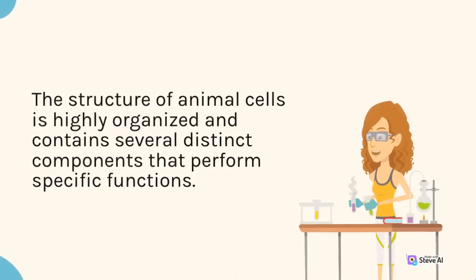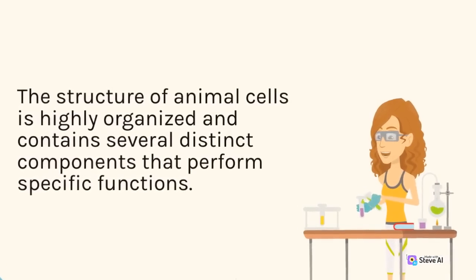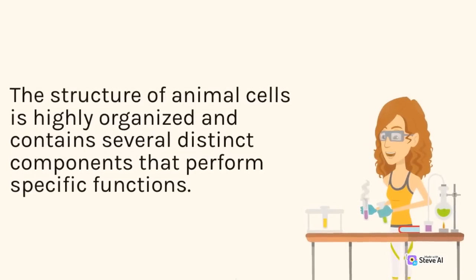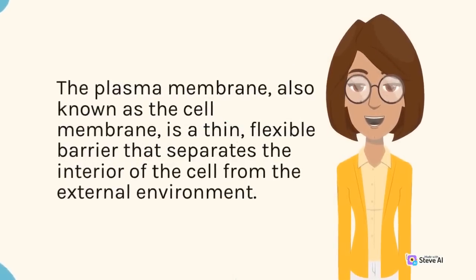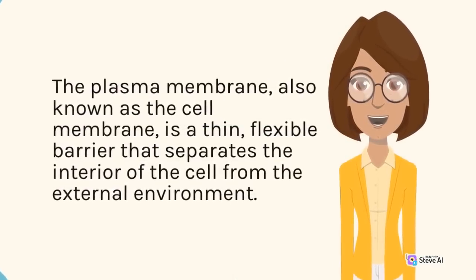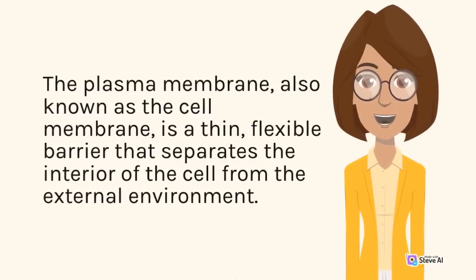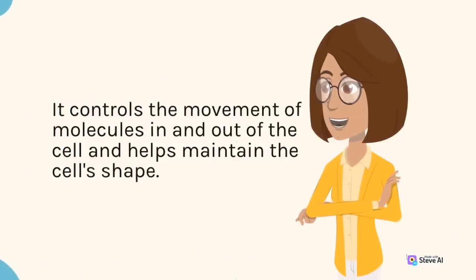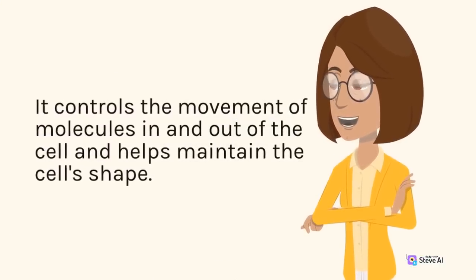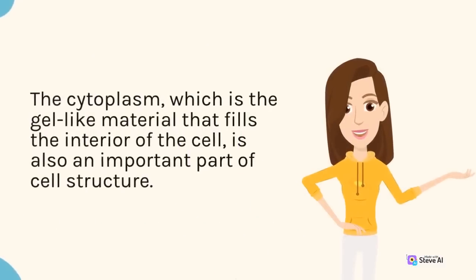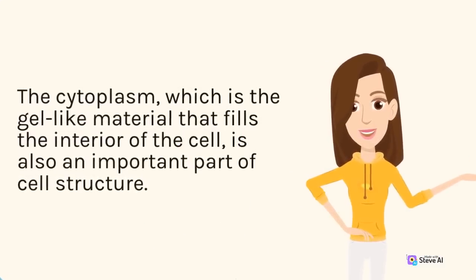The structure of animal cells is highly organized and contains several distinct components that perform specific functions. The plasma membrane, also known as the cell membrane, is a thin, flexible barrier that separates the interior of the cell from the external environment. It controls the movement of molecules in and out of the cell and helps maintain the cell's shape. The cytoplasm, which is the gel-like material that fills the interior of the cell, is also an important part of cell structure.